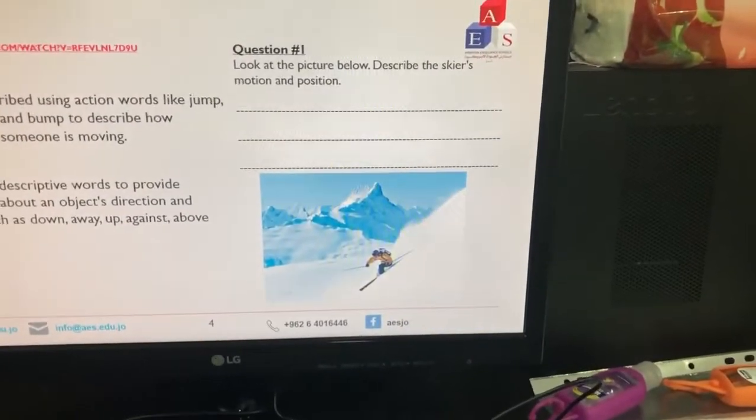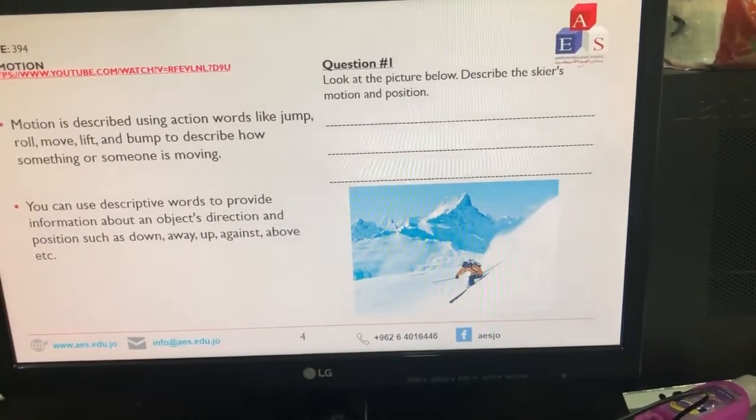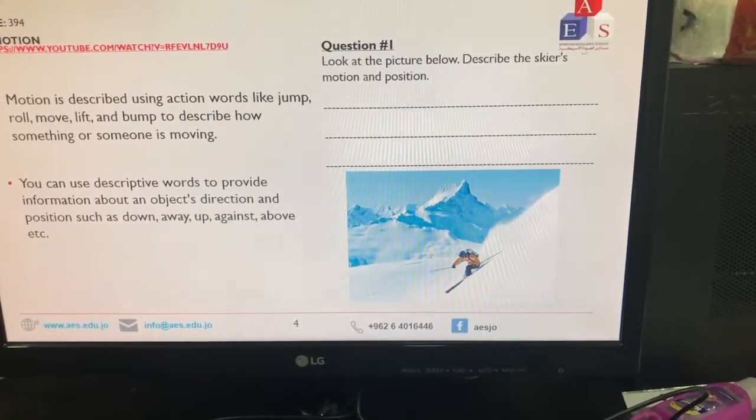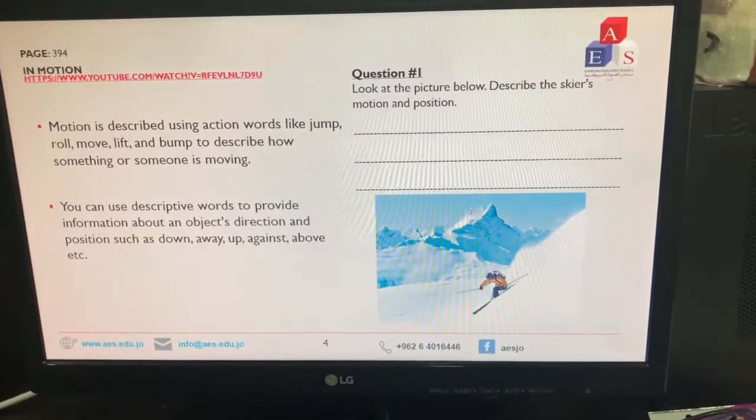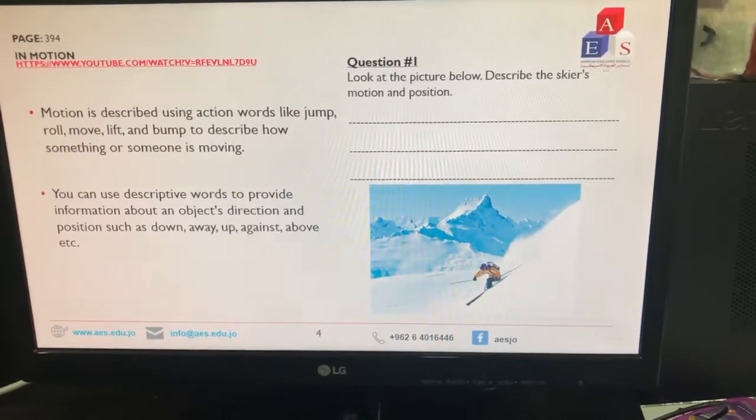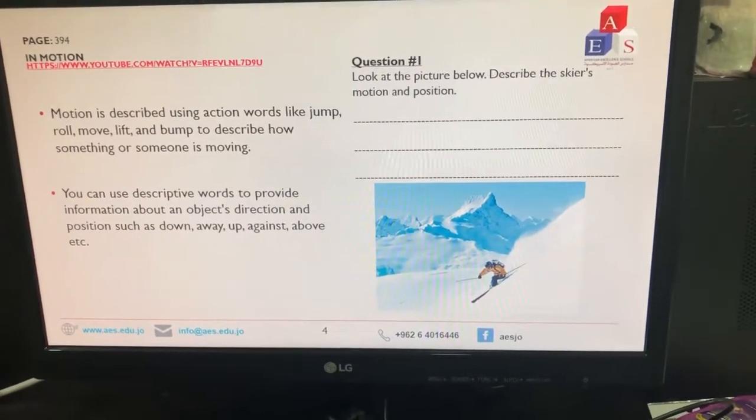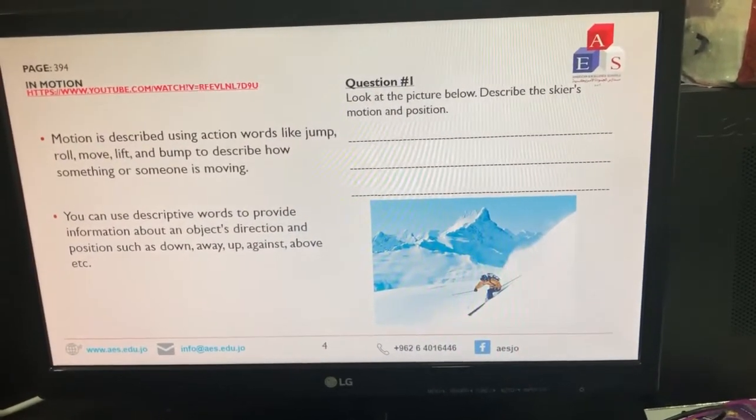Alright, now look at this question. It says, look at the picture below. Describe the skier's motion and position. So look at the skier's motion. How is it moving? How do you think it's moving? Use some words to describe its motion and look at the skier's position. What do you think about the position of the skier? Also use those words that we just said to describe his position.